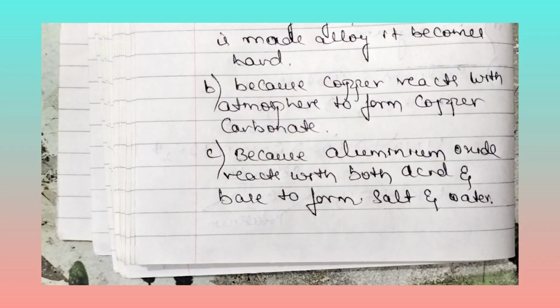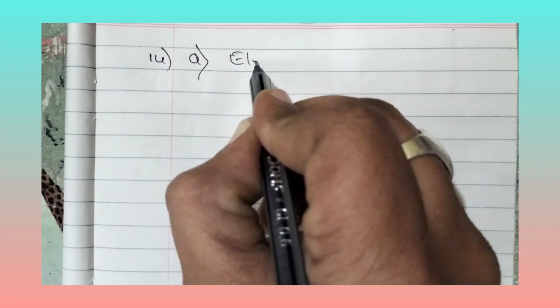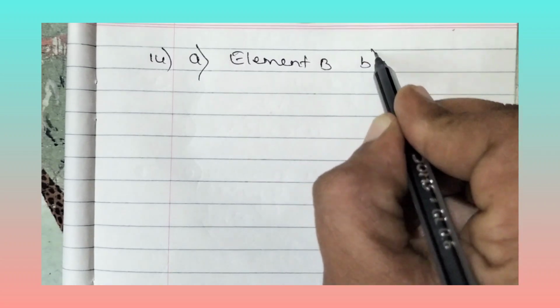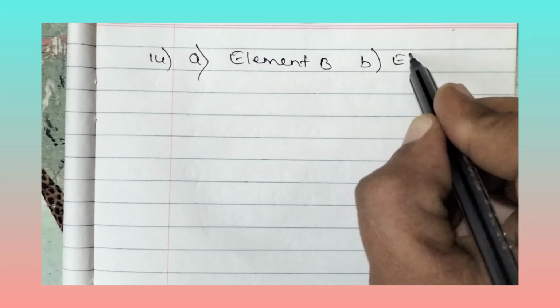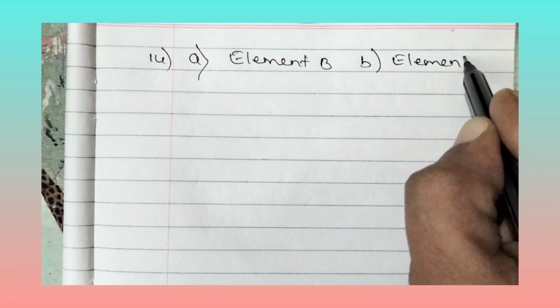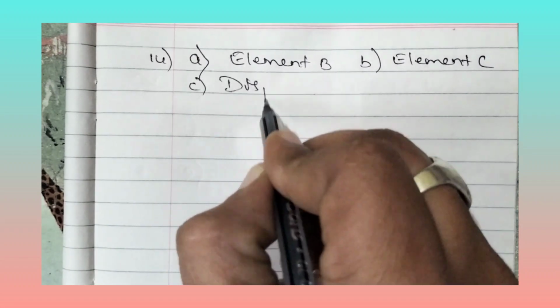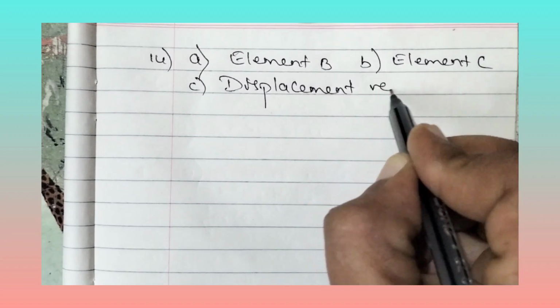So let us answer this question now one by one. So 14th A. Which element is most reactive? Element B. Then second question, which element is the least reactive? That is element C. Then what type of reaction? It is a displacement reaction. So your displacement reaction will take place.